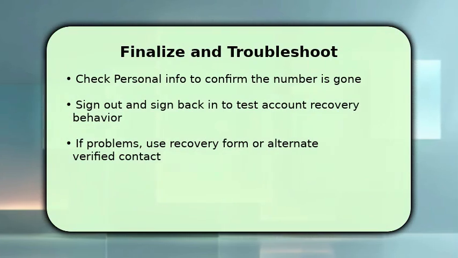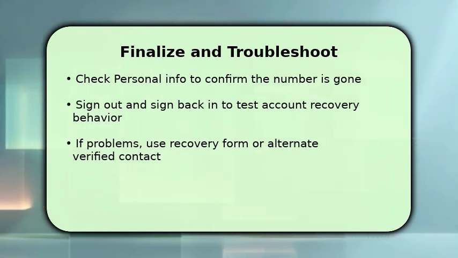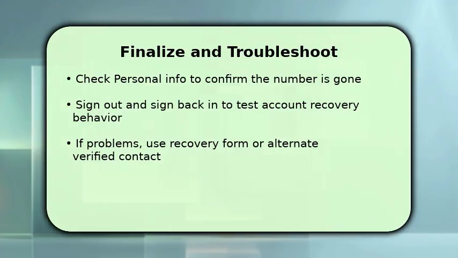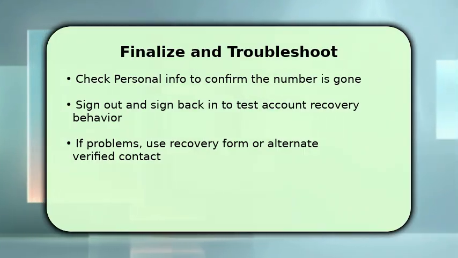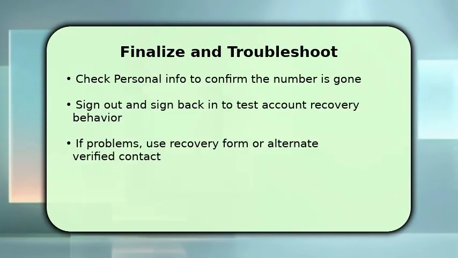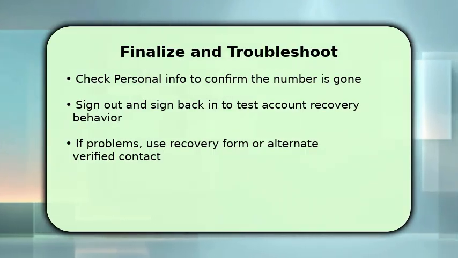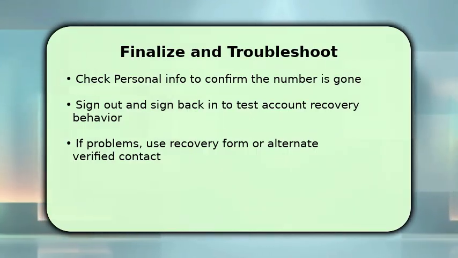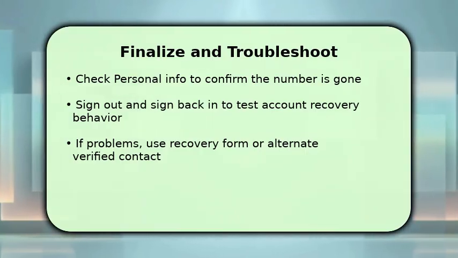Once removed, you should verify the change by revisiting Personal Info. Confirm the phone entry is absent. Then sign out and sign back in to ensure no unexpected prompts occur, and test account recovery options so you're not locked out later. If removing the number triggers access problems, use Google's account recovery form or rely on an alternate verified email or phone to regain control. If recovery still fails, contact Google support with proof of identity as a last resort.